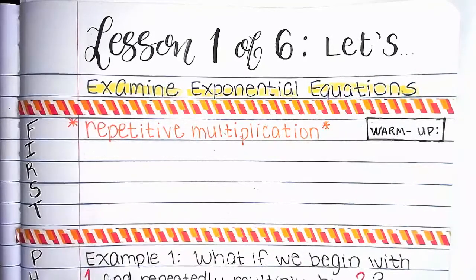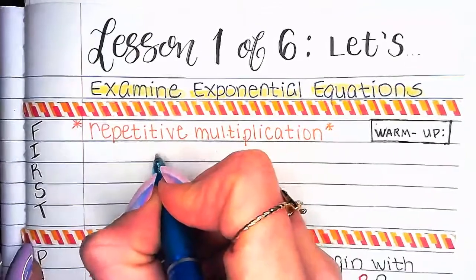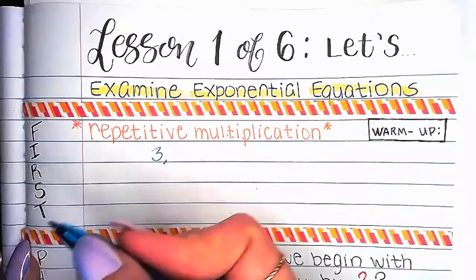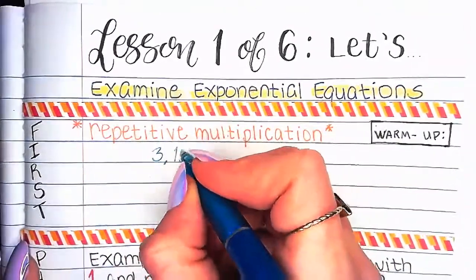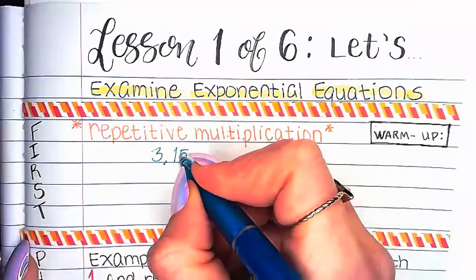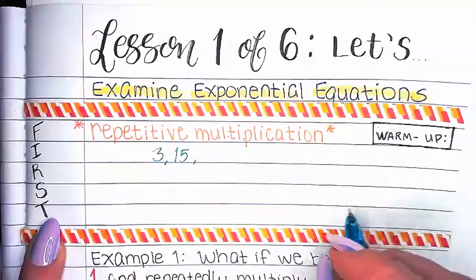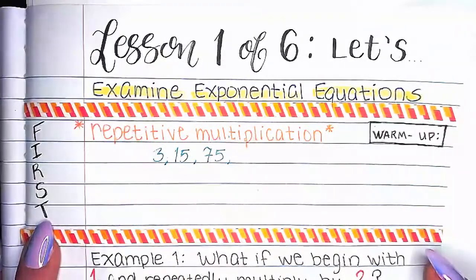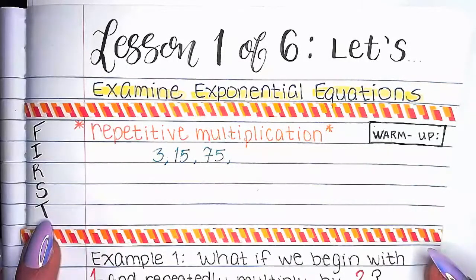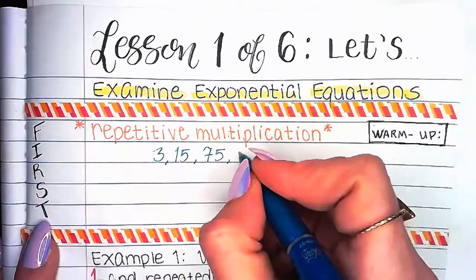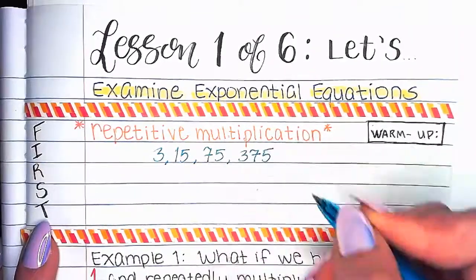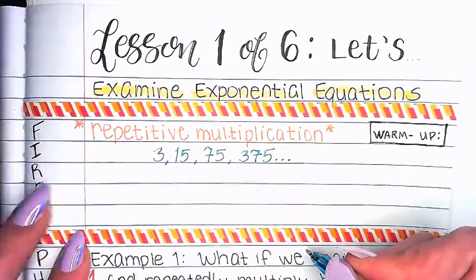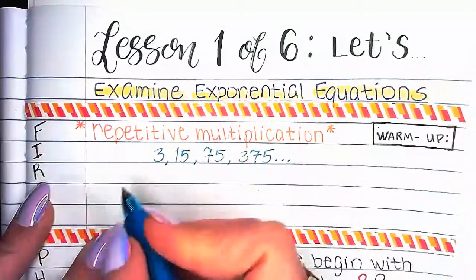Well, for example, what if I started with the number 3, and I wanted to repeatedly multiply by 5? What's 3 times 5? I'd get 15. Times another 5, what's 15 times 5? If you said 75, you were right. What's 75 times 5? If you said 375, you were right. Now, that is repetitive multiplication. You multiplied by 5 over and over and over again.